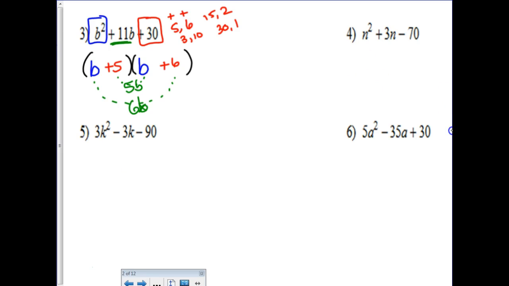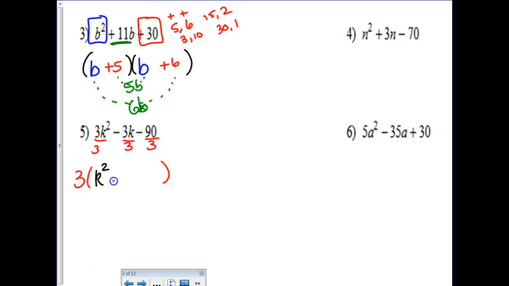I'm going to move down to number 5. And here I notice I'm back to the top of the flowchart. All my terms do have a common factor. This time they have a common factor of 3. So if you divide or factor out that common 3, you haven't done any trinomial factoring yet, you're just taking the 3 out. So this is going to be one of those two-step processes.